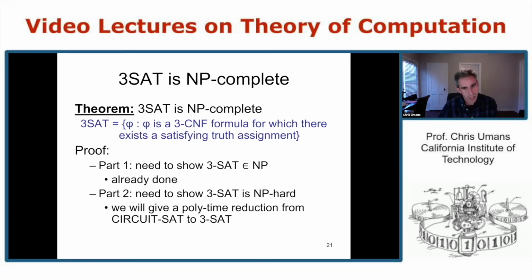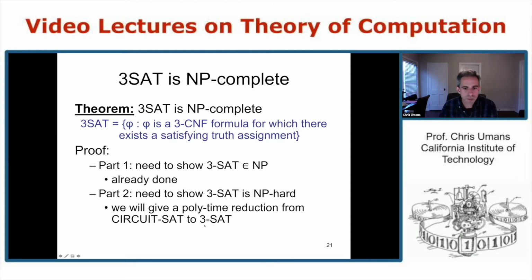All right, and then for the interesting part, we need to show that 3-SAT is NP-hard, and we're going to give a reduction from circuit SAT to 3-SAT. Now, let's pause for a moment before we start and think about what this means. We have a circuit, a Boolean circuit. That's our instance of circuit SAT. And it's either satisfiable or it's not. Either there's some assignment to its variables that makes it output 1, or there's no such assignment.